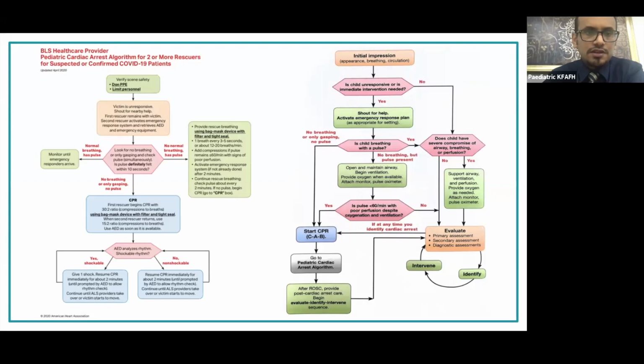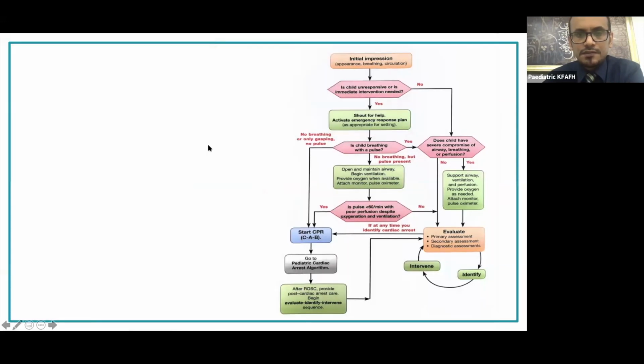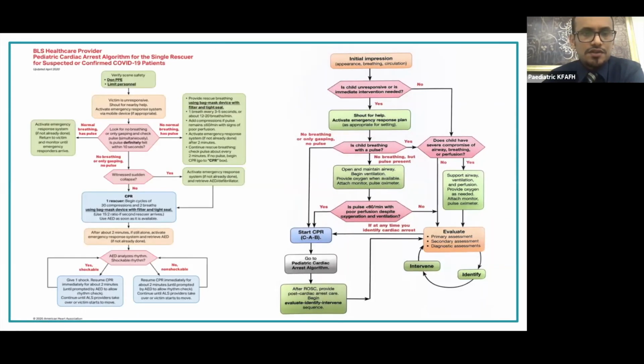For BLS, the change happened in those patients that after we verify the scene safety, we should don our PPEs and limit the personnel inside the room. After that, during our assessment of the patient, if we need to give rescue breathing, we should use the bag mask device with a filter and tight seal. This is a major difference in the BLS with single rescuer or with double rescuers.